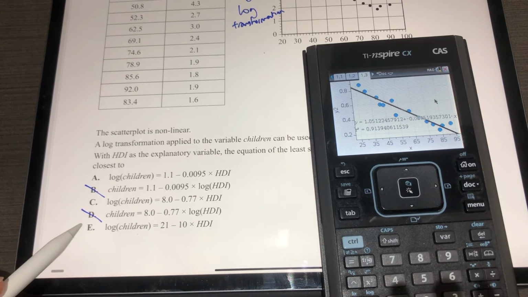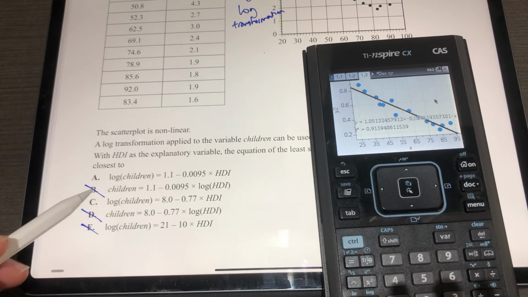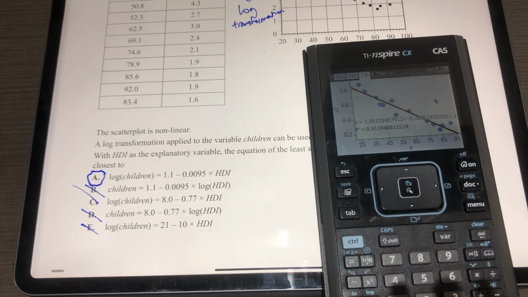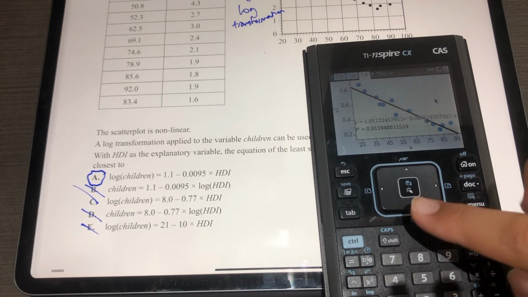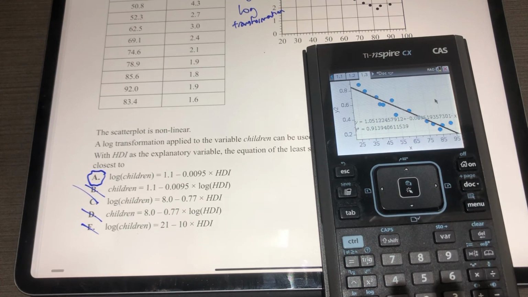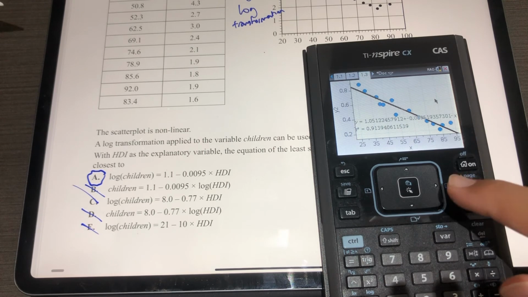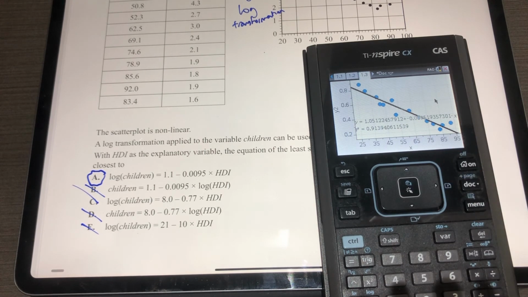That can't be right, so the answer cannot be E. And then we have 8, can't be C as well. So it has to be A. So I'm using my left hand. So now we have 1.1, that's that value rounded there, and minus 0.0095, just as shown on the calculator here. So that's how you do it using the calculator. Very simple question.